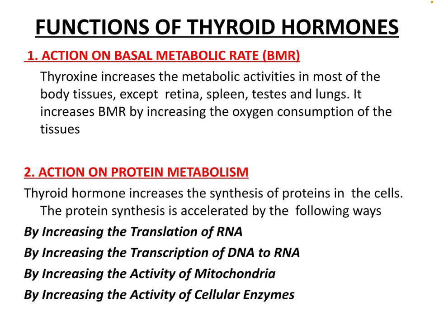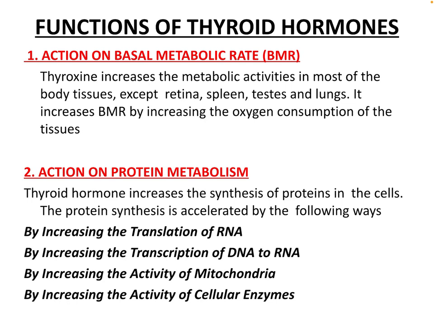The second is transcription of DNA to RNA. Thyroid hormone also stimulates the transcription of DNA to RNA. This in turn accelerates the synthesis of proteins in the cells.